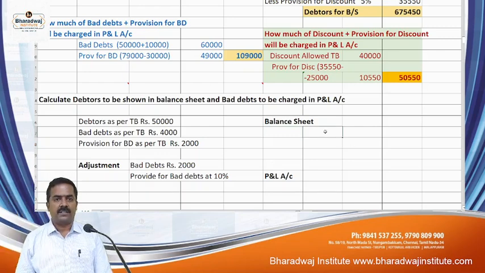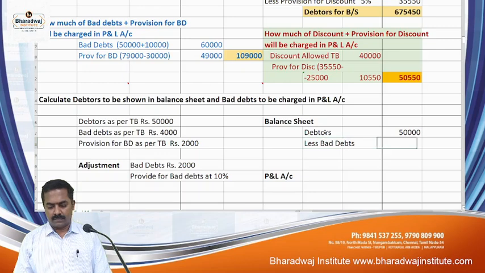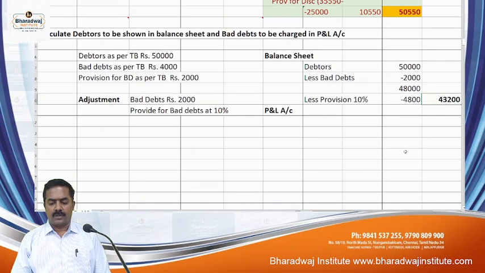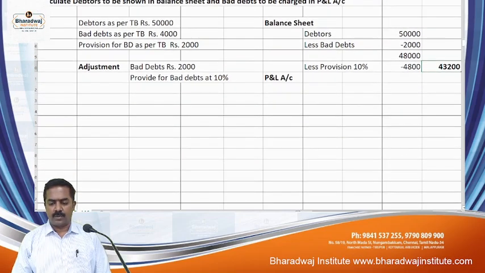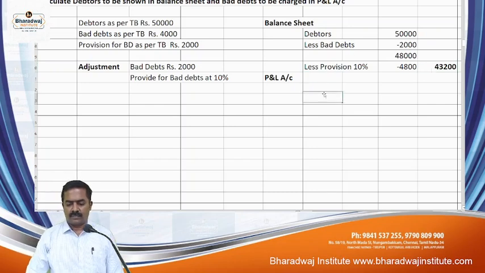Any answer for balance sheet? $43,200. Good. 43,200. $43,200 is the debtors balance to be shown in the balance sheet. P&L account.